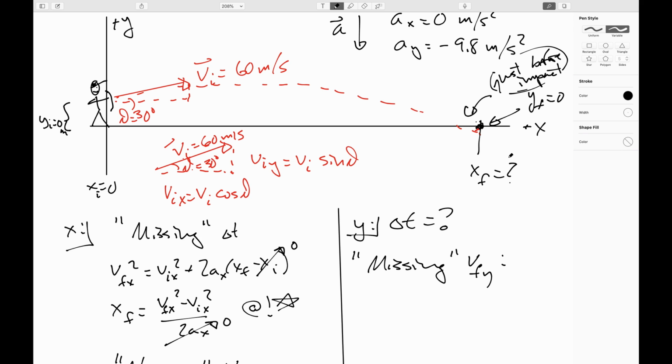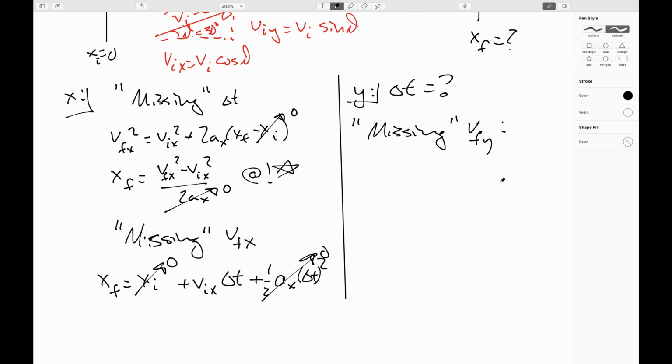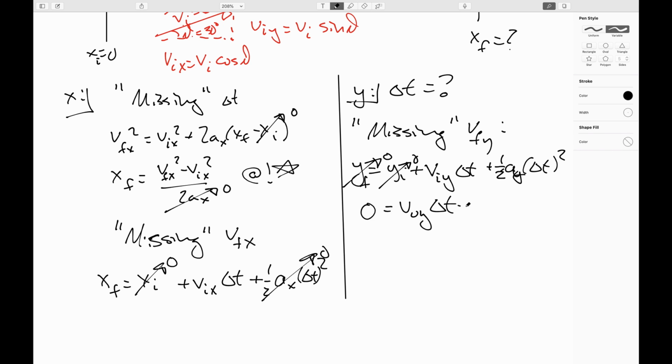So we'll use the equation missing V final Y. That will be Y final equals Y initial plus V initial Y delta T plus 1/2 A Y delta T squared. All right, thank God for small favors. We can put in zeros for Y initial and Y final. And so what we're left with is 0 equals V initial Y delta T plus 1/2 A Y delta T squared, and we're solving for delta T.